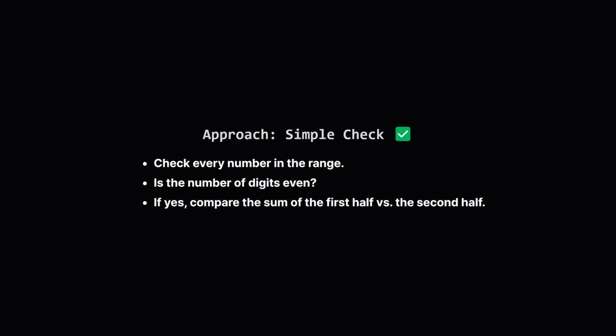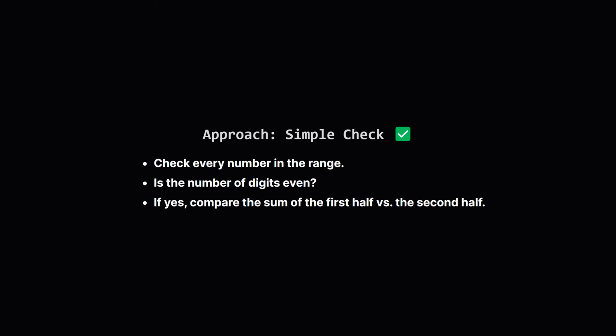So how do we solve this in general? Well, the highest number we might see is 10,000. That's not a huge range. This suggests we can probably just check every single number, from low to high. For each number, we figure out if it's symmetric based on the rules. First, we need to know how many digits it has. An easy way is to convert the number to a string. Then, we just check the length of the string.